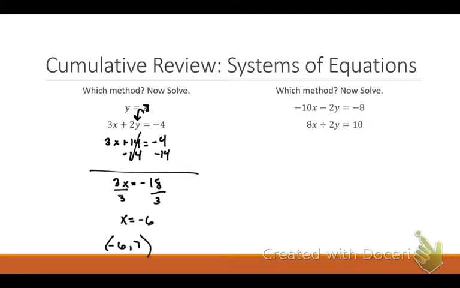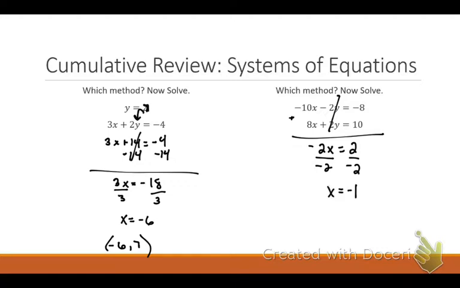Okay. All right, look at the last one. Which method would you use? Elimination. So what eliminates? Your 2 y's, right? Now bring everything down. Negative 10 plus 8 is negative 2x equals 2. So what does x equal?